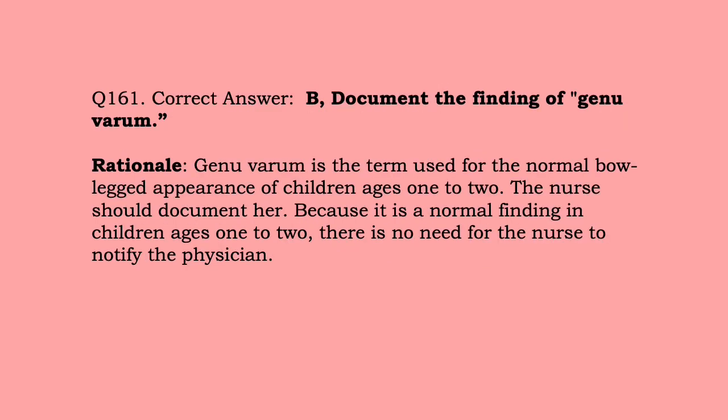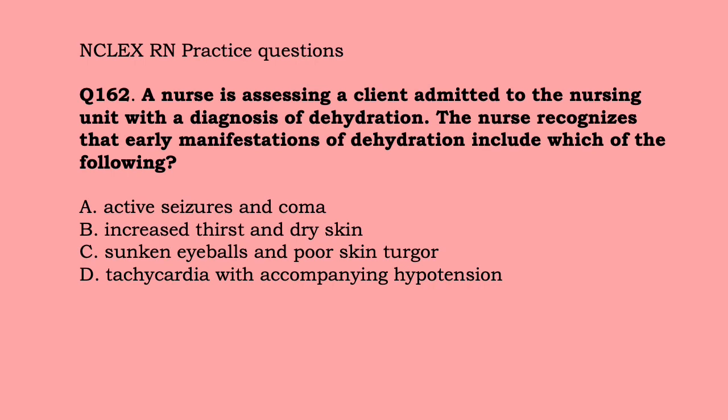Correct answer, B. Document the finding of genu varum. Rationale: genu varum is the term used for the normal bow-legged appearance of children ages 1 to 2. The nurse should document it. Because it is a normal finding in children ages 1 to 2, there is no need for the nurse to notify the physician.